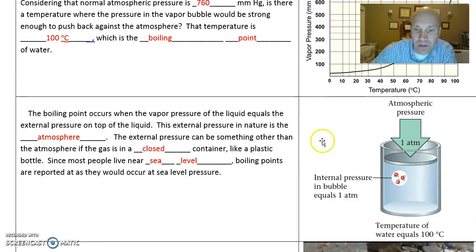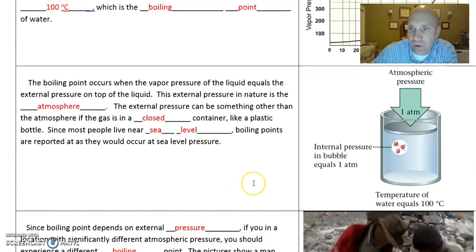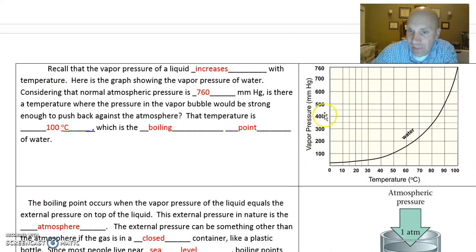In millimeters of mercury, it's only about 350 millimeters of mercury, which is about half of what we have here at sea level. So let's look at the graph. At 350 millimeters of mercury pushing down, we only need to generate a vapor bubble that would generate that much pressure. And that's going to occur at about right here. That's going to happen at about 80 degrees.